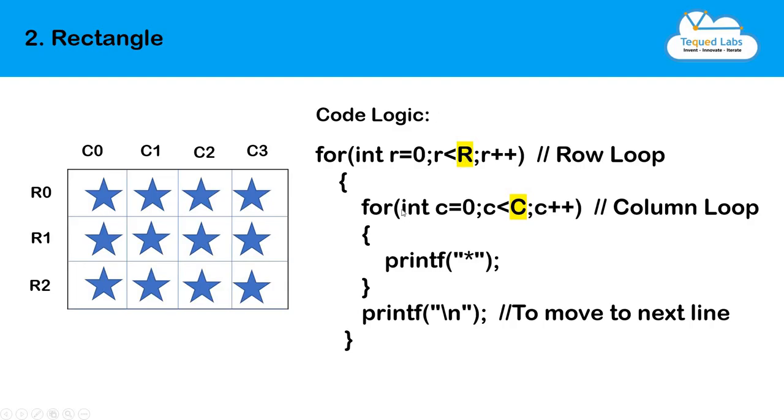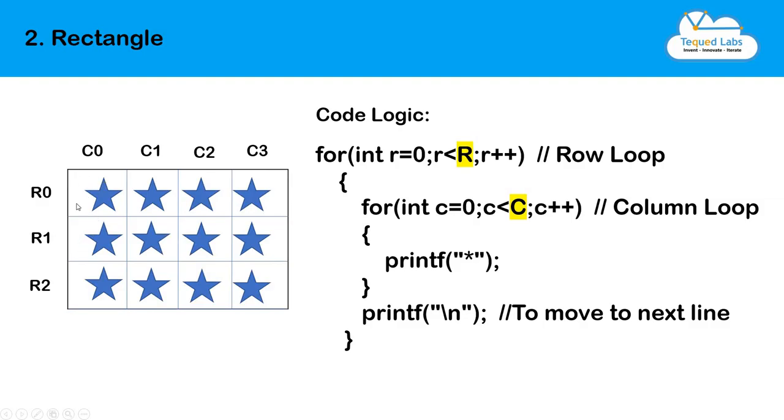That's it. Next, moving on to the inner column loop. C is traversing from 0. It goes all the way up to 0, 1, 2, 3. So there are 4 iterations for the inner loop and 3 iterations for the outer loop. And there is one print statement with a new line character to move on to the next row.